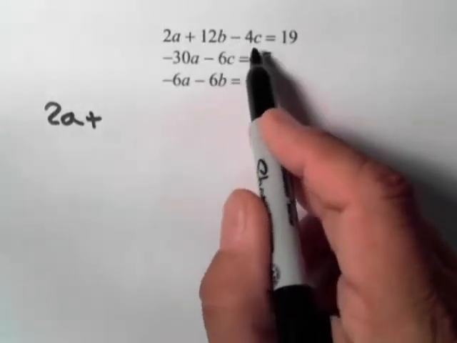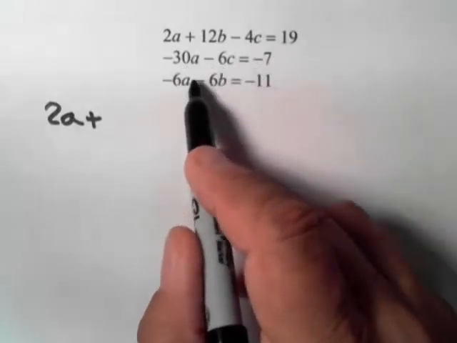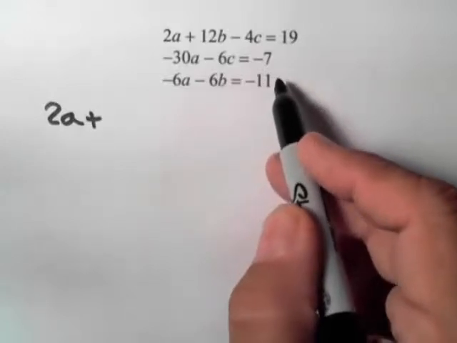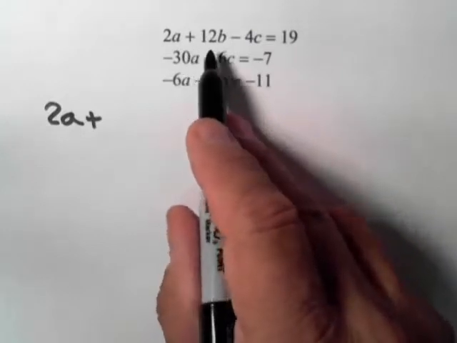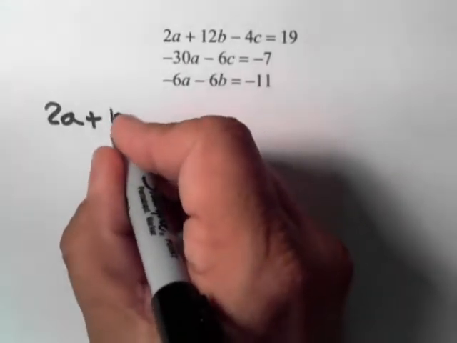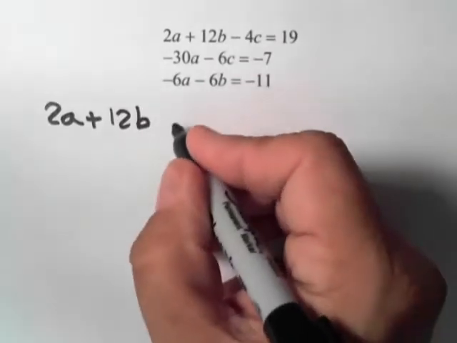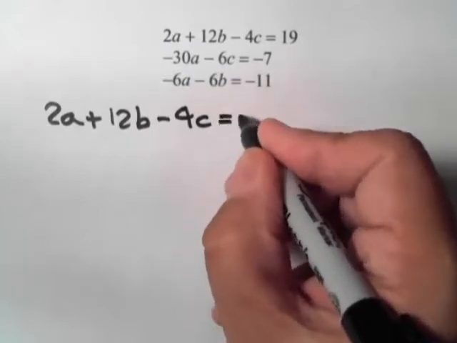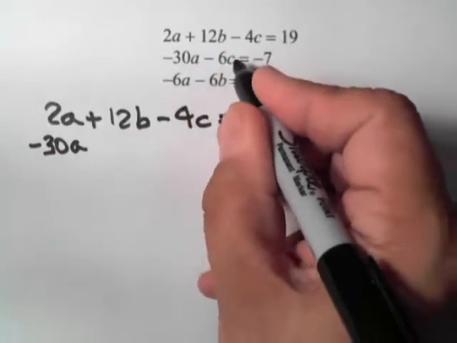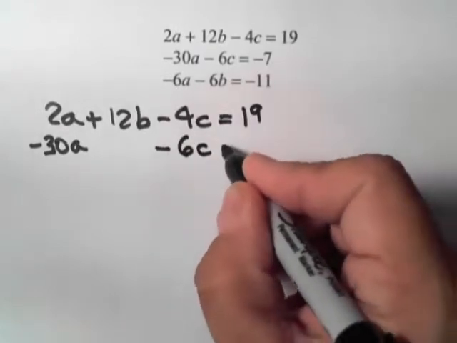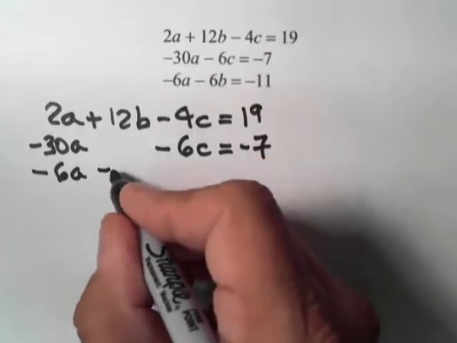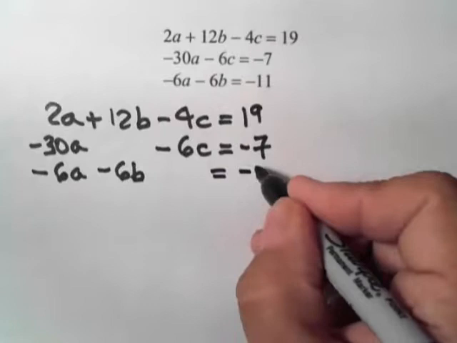Okay, here's our next example, and notice that we have some variables missing here, and we can often utilize this to speed up our solution a little bit. So what I started doing here was rewriting these so we can see exactly which variables we have and which we don't have. So the first equation here, 2a plus 12b, minus 4c equals 19. Then the next one, negative 30a, but notice now we have no b's, so I go out to negative 6c equals negative 7. The third one, negative 6a minus 6b equals negative 11.